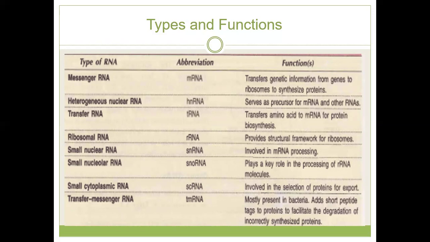Any information that is needed to produce a protein will be copied from DNA to a messenger RNA. So messenger RNA contains that information that will be used to produce protein. Is that clear? Yes, sir.